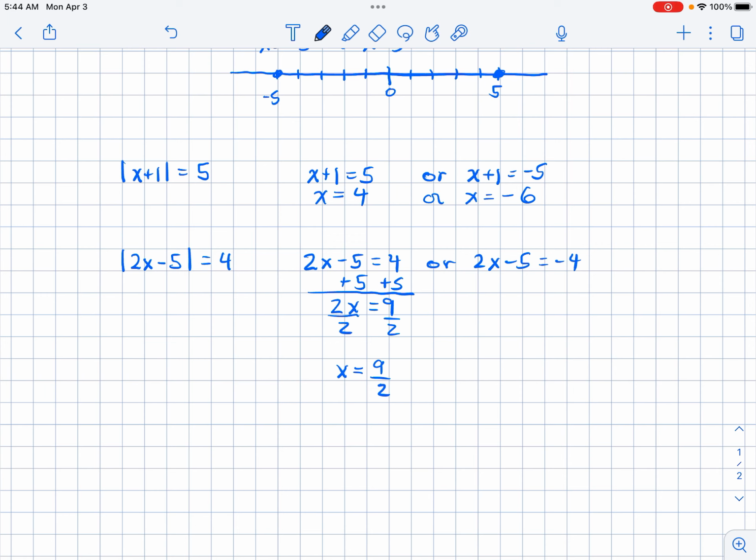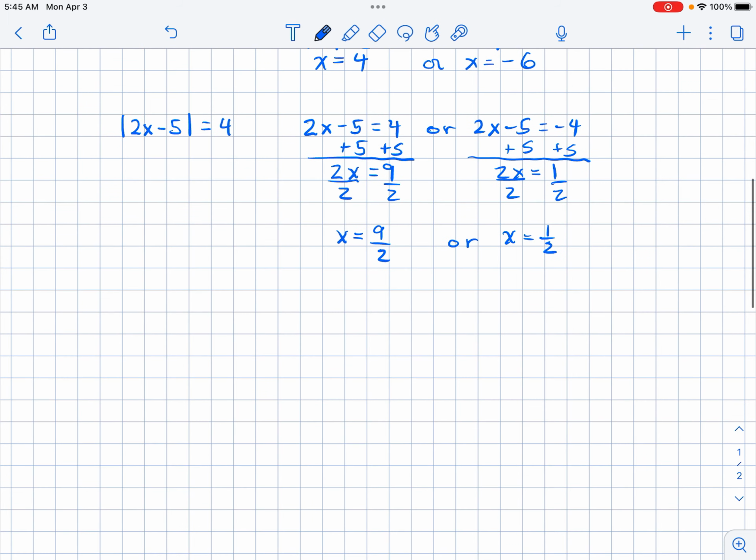Then we come over here to the other one and say, okay, well, now I'm going to add 5 to both sides. And I get 2x equals 1. Then I divide by 2. And I get x equals 1 half. So our two solutions are 9 halves or 1 half. But always what we do is we make two equations out of it.